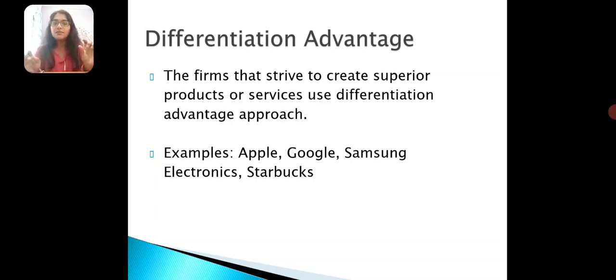So how are they achieving it? Again, by doing the value chain analysis, by seeing what the activities are through which they can add something, or through which they can alter something, so that their product or service becomes unique compared to other products or services in the market.